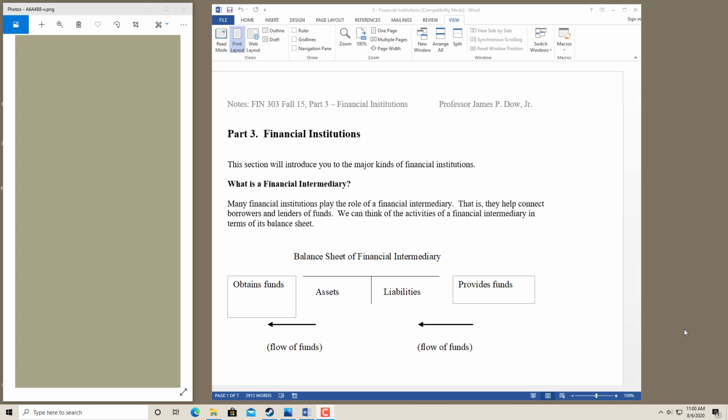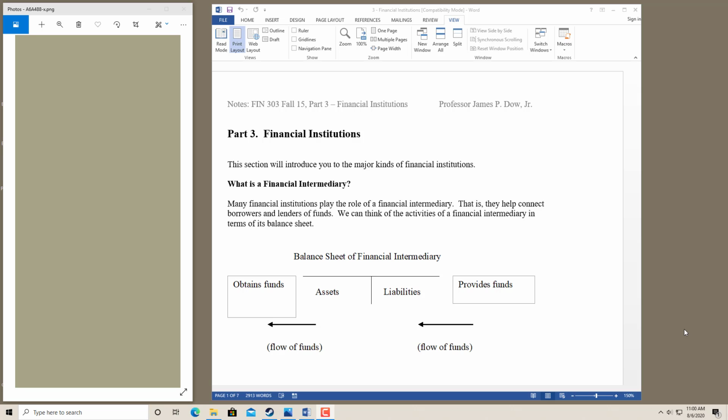So when we talk about financial intermediaries, way back in Chapter 1, we talked about how they connect the suppliers of funds and the demanders of funds, that is, people who provide money and people who want to borrow money to invest in their business or buy a home or do things like that.